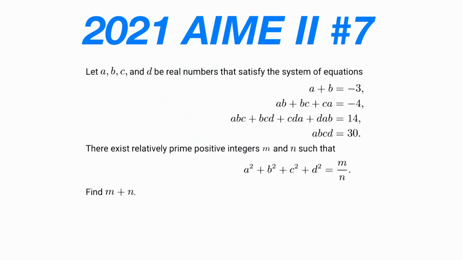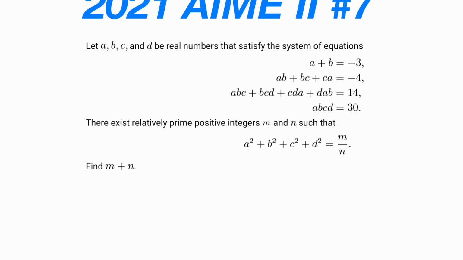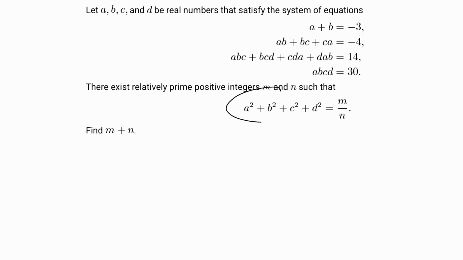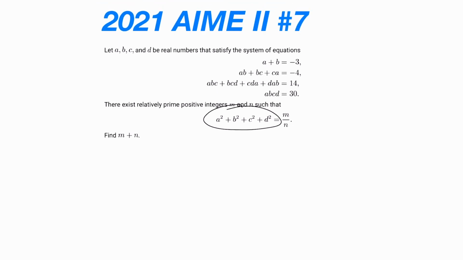In this episode of Investigation, we'll go over 2021 AIME 2 number 7. So in this problem, it says let A, B, C, and D be real numbers such that they satisfy the system of equations. There exist relatively prime positive integers m and n such that something, and find m plus n. So basically, it wants us to find the value of a squared plus b squared plus c squared plus d squared. Now, how do we tackle this kind of problem?